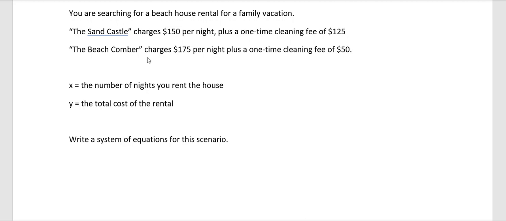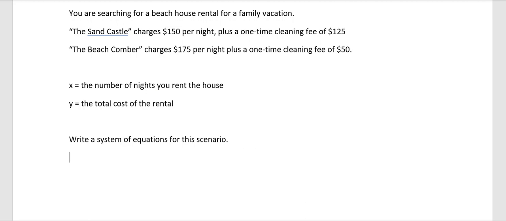The Beachcomber is another place that you're looking at. It seems more expensive at $175 per night, but the cleaning fee is only $50. So x in this problem is going to represent the number of nights that you're going to rent the house, right? You're going to be calculating the total cost based on the number of nights that you rent the house. So we have to write a system of equations for this scenario.